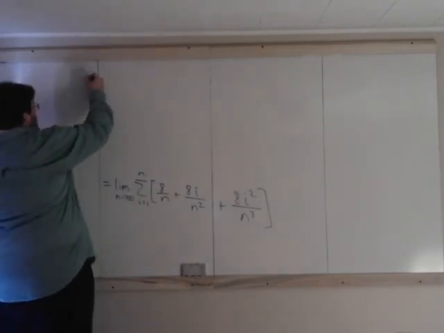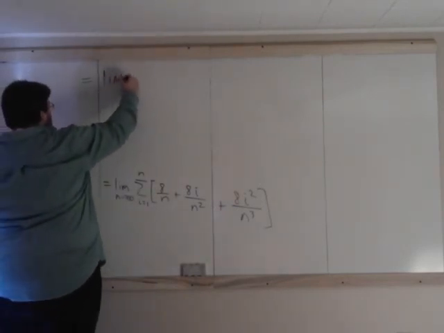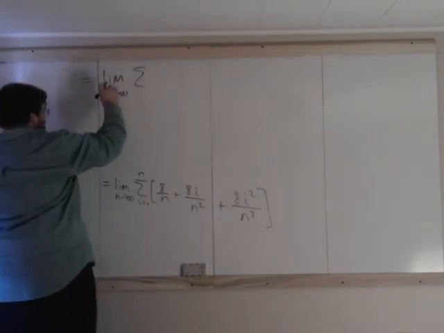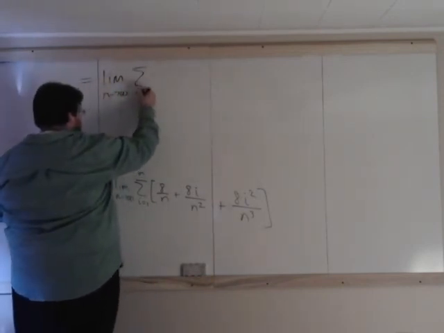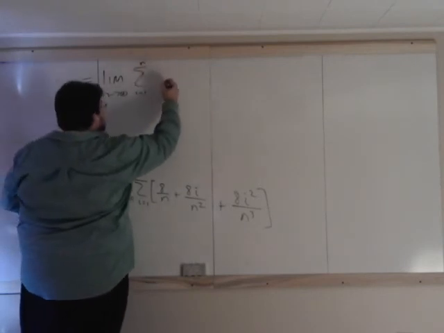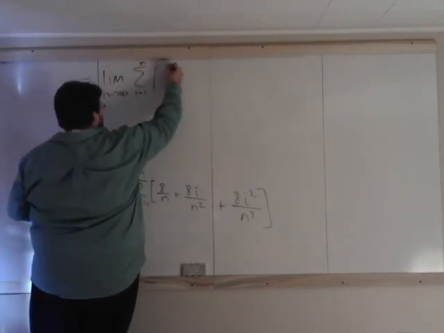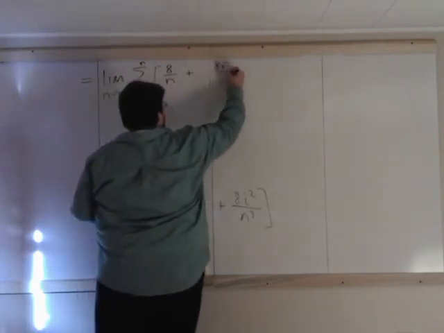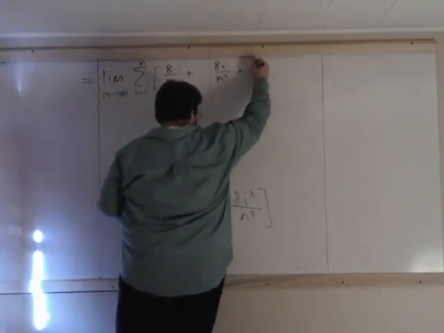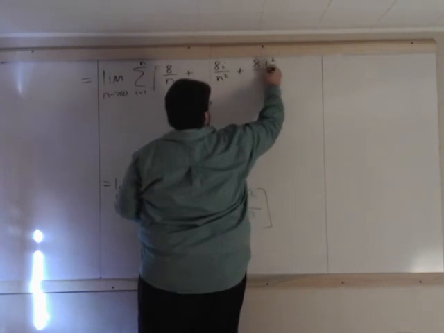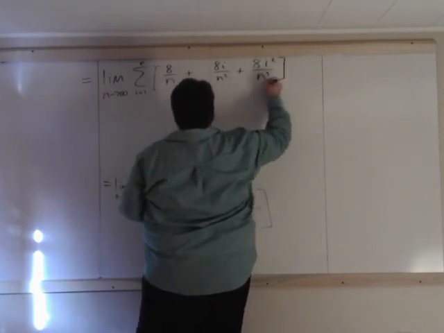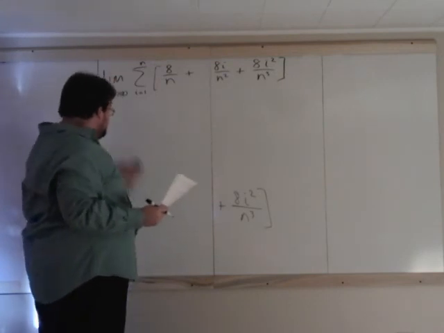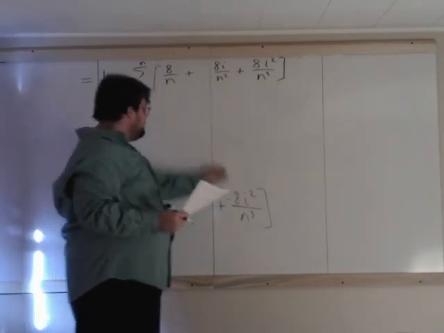But I am going to rewrite this at the top of the board. So this is just a rewriting of what was down there. That's an N, not an H. H is for the next lesson. So we have 8 over n plus 8i over n squared plus 8i squared over n cubed. Just rewriting this. Now to solve this, we're going to use 3 relations.